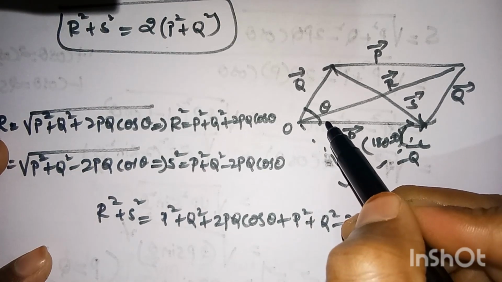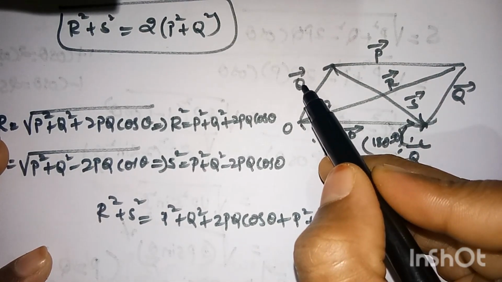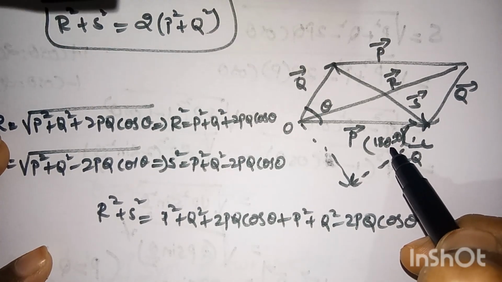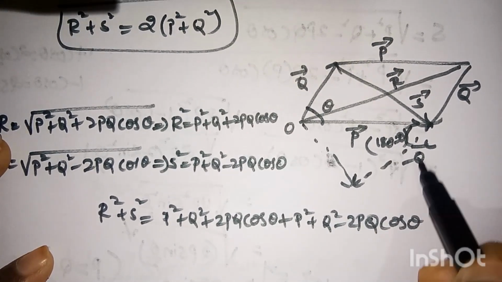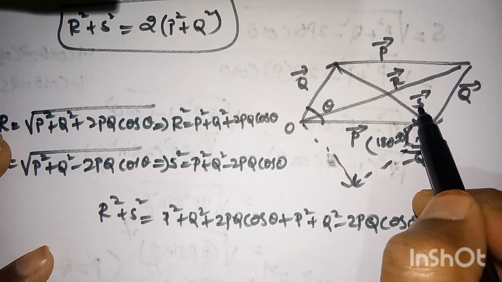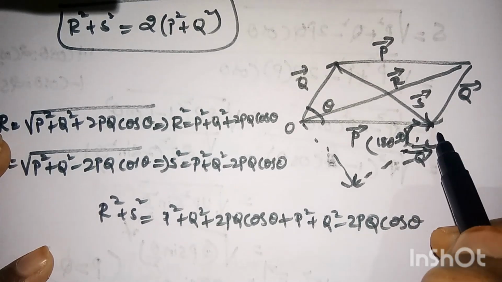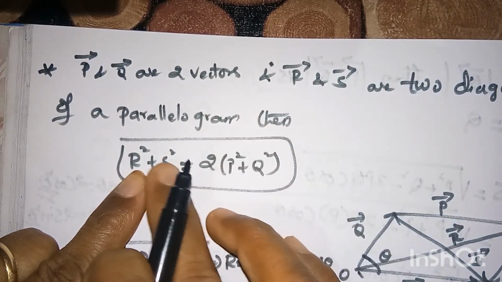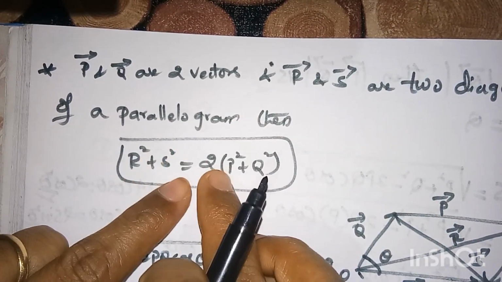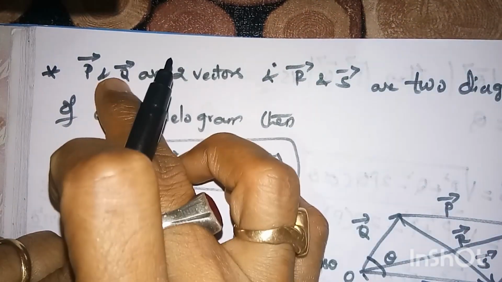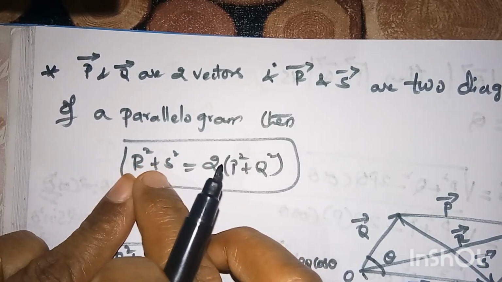Here theta is the angle between P bar and Q bar for the resultant R bar, and 180 minus theta is the angle between P bar and minus Q bar for the resultant S bar. For the two diagonals of a parallelogram, R square plus S square equals 2 into P square plus Q square. In a multiple choice question they will give you all these things and ask: R square plus S square is equal to what?